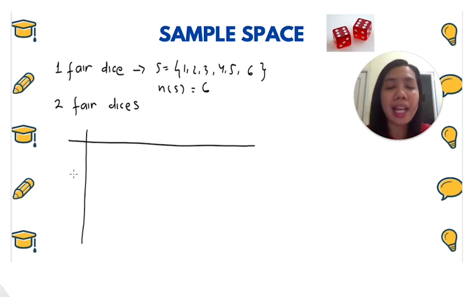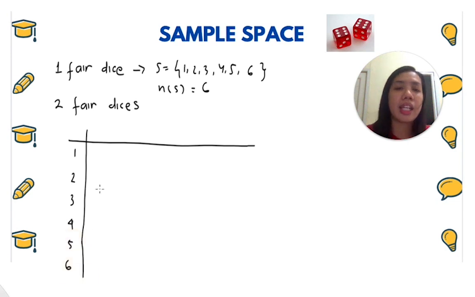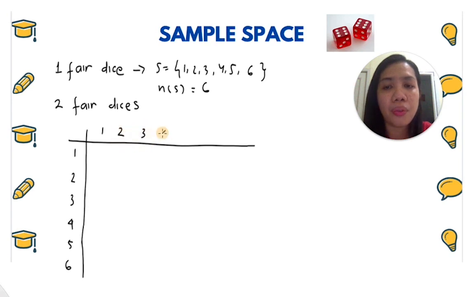For the first dice, as we have known, we have 6 sides, so we have 6 possible outcomes: 1, 2, 3, 4, 5, and 6. For the second dice, we also have 6 possible outcomes: 1, 2, 3, 4, 5, and 6. Now we're gonna fill this table with all the possible outcomes of the 2 dice when we are throwing them simultaneously.